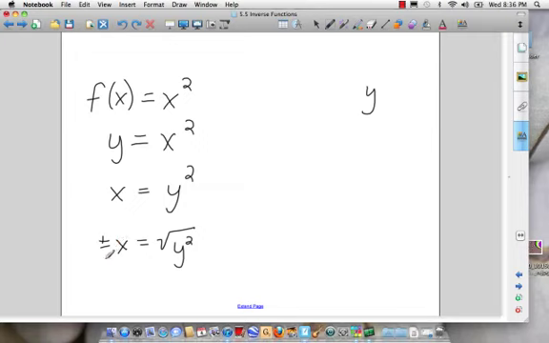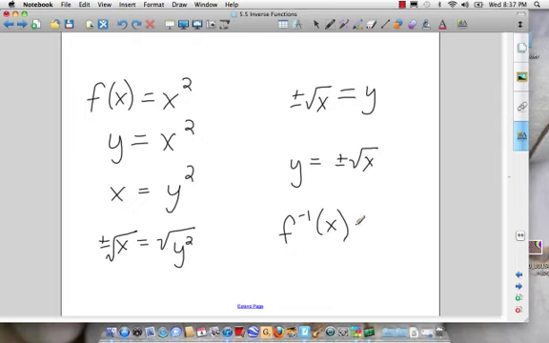And then the square root of y squared is y. And oops, I forgot to take the square root of this side. Sorry about that. So the square root of y squared is plus or minus square root of x. So y equals plus or minus root x. And it's nice to put the y in the front. So y is plus or minus square root of x. And the final step is to rewrite that with an f inverse. That just means the inverse function.